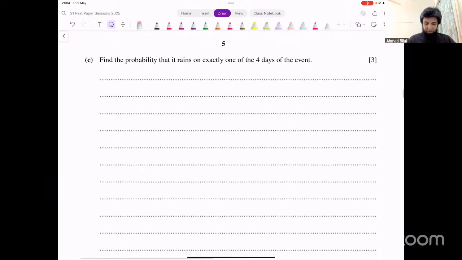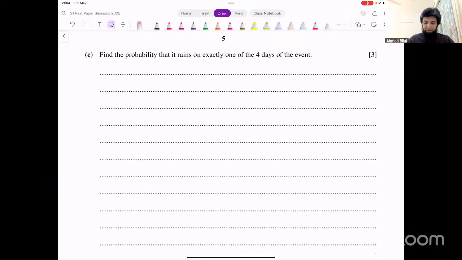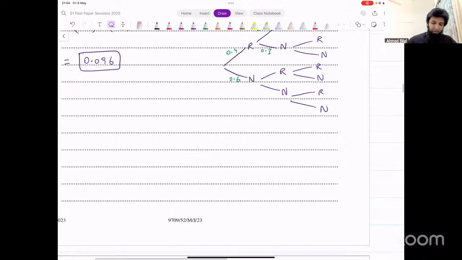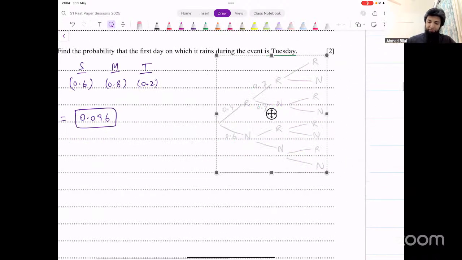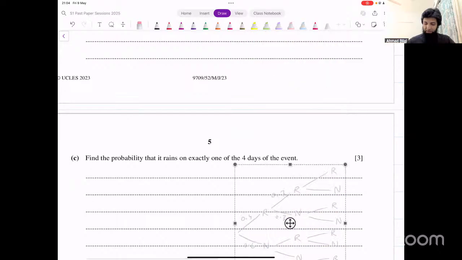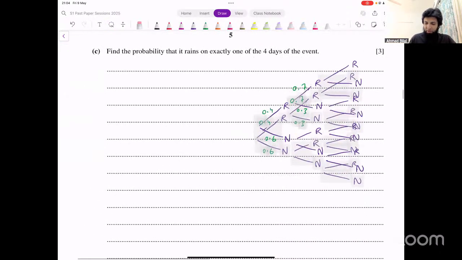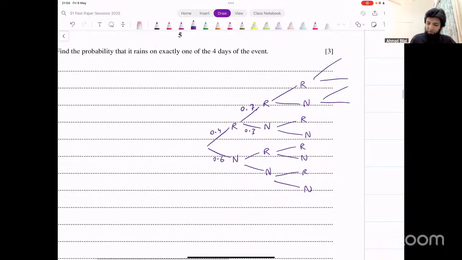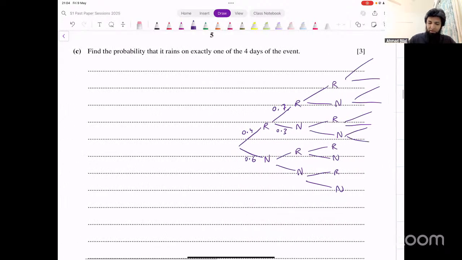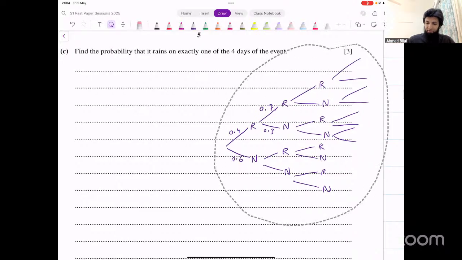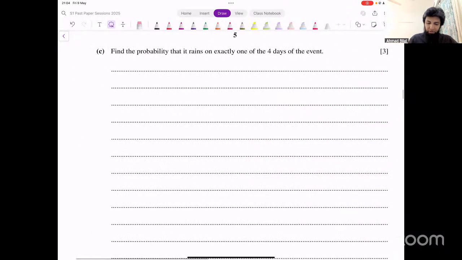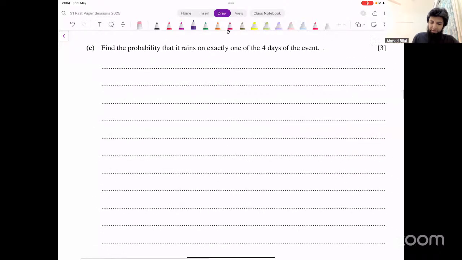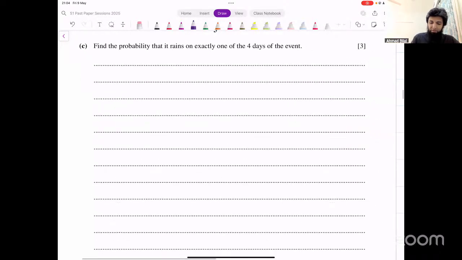In the next one, it says, find the probability that it rains on exactly one of the 4 days of the event. Now for this, if you want, you could make this tree diagram, but that will become very big. Now we're talking about 4 days. You have to extend it further. So that will become 16 branches in the last step. Let's do it without the tree as well. Just think of it logically. If we want exactly one day on which it rains, what are the possibilities?